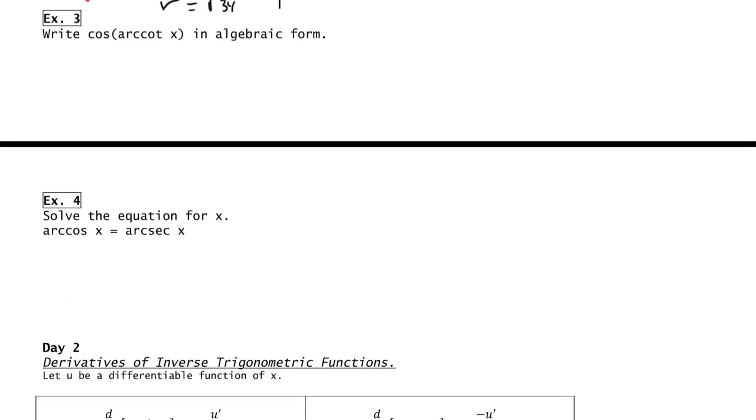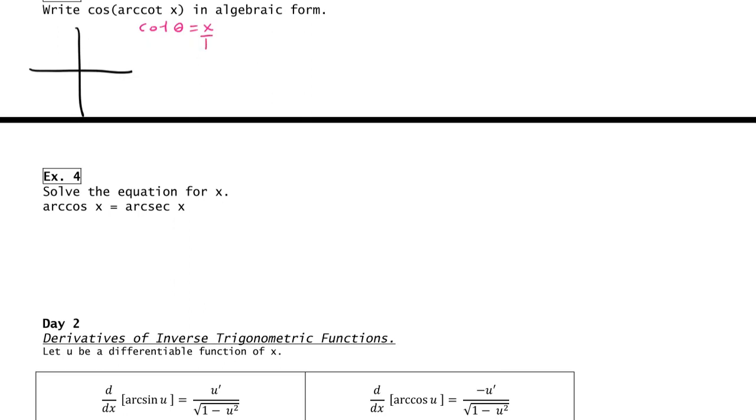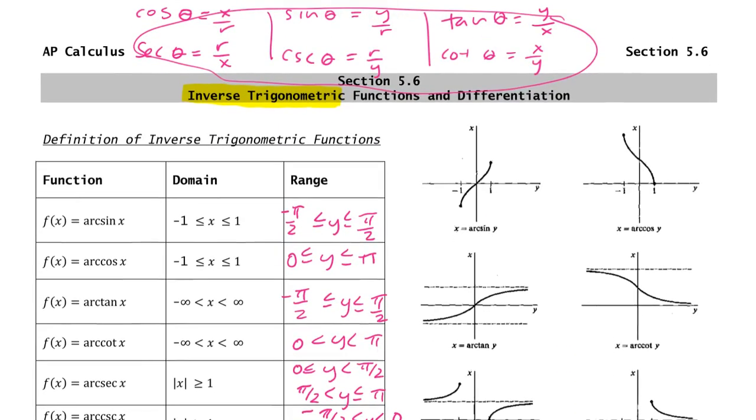Now this one, they just use all algebra. What I mean by that is there's no numbers like there were in the last one. So again, let's review what this means. What does arc cotangent mean? This means the cotangent of what angle is going to give me x. Well, x is really over the number 1. Look up above. What's cotangent? Cotangent is x over y.